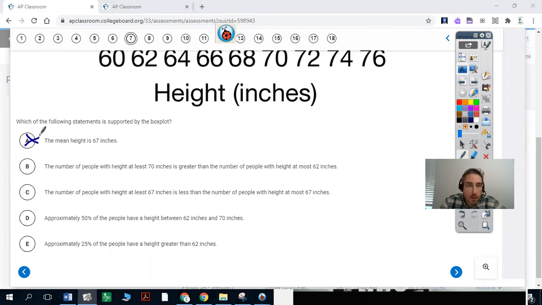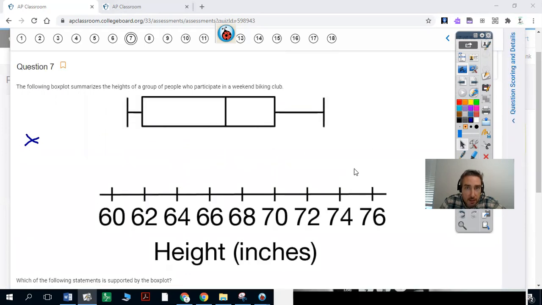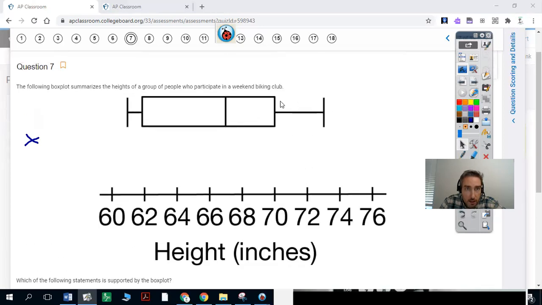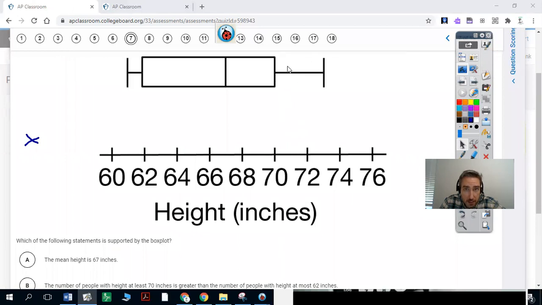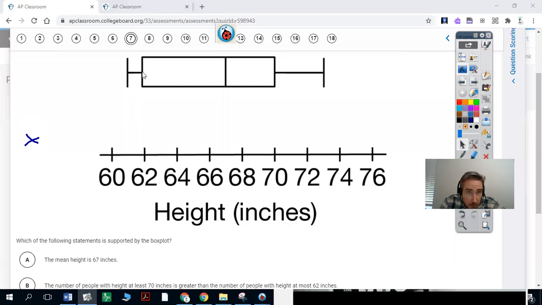No. The number of people with height at least 70 inches is greater than the number of people with height at most 62 inches. So at least 70 inches, we don't know how many people there, but at least 70 inches, that's a quarter of the people. At most 62, that's another quarter of the people. Those are going to be the same amount of people here as there are there, okay? That short whisker doesn't mean there are fewer people. It just means it's more concentrated between those two numbers.